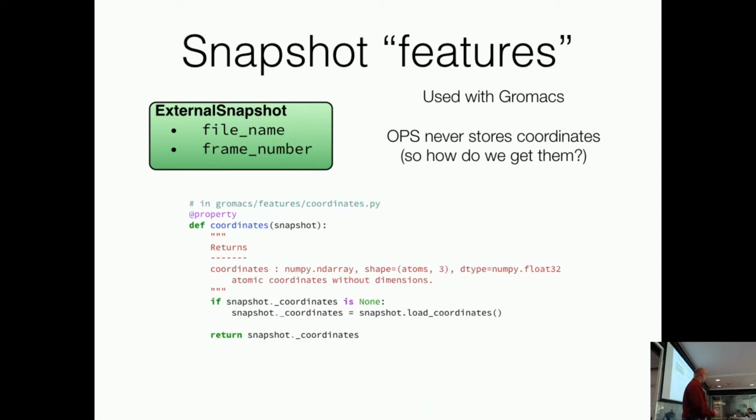To get the coordinates now, you have, again, a property called coordinates. And somewhere the snapshot has associated with it the features, and then I have a method called load coordinates that will pull in your coordinates. This is not actually how we do it; this is simplified a little bit. What we actually do, because if you're going to load coordinates out of Gromacs, it's just as easy to simultaneously load coordinates, velocities, and box vectors. So if we load coordinates, we load all three, and we store all of that information at once. But this is the principle of how it works.